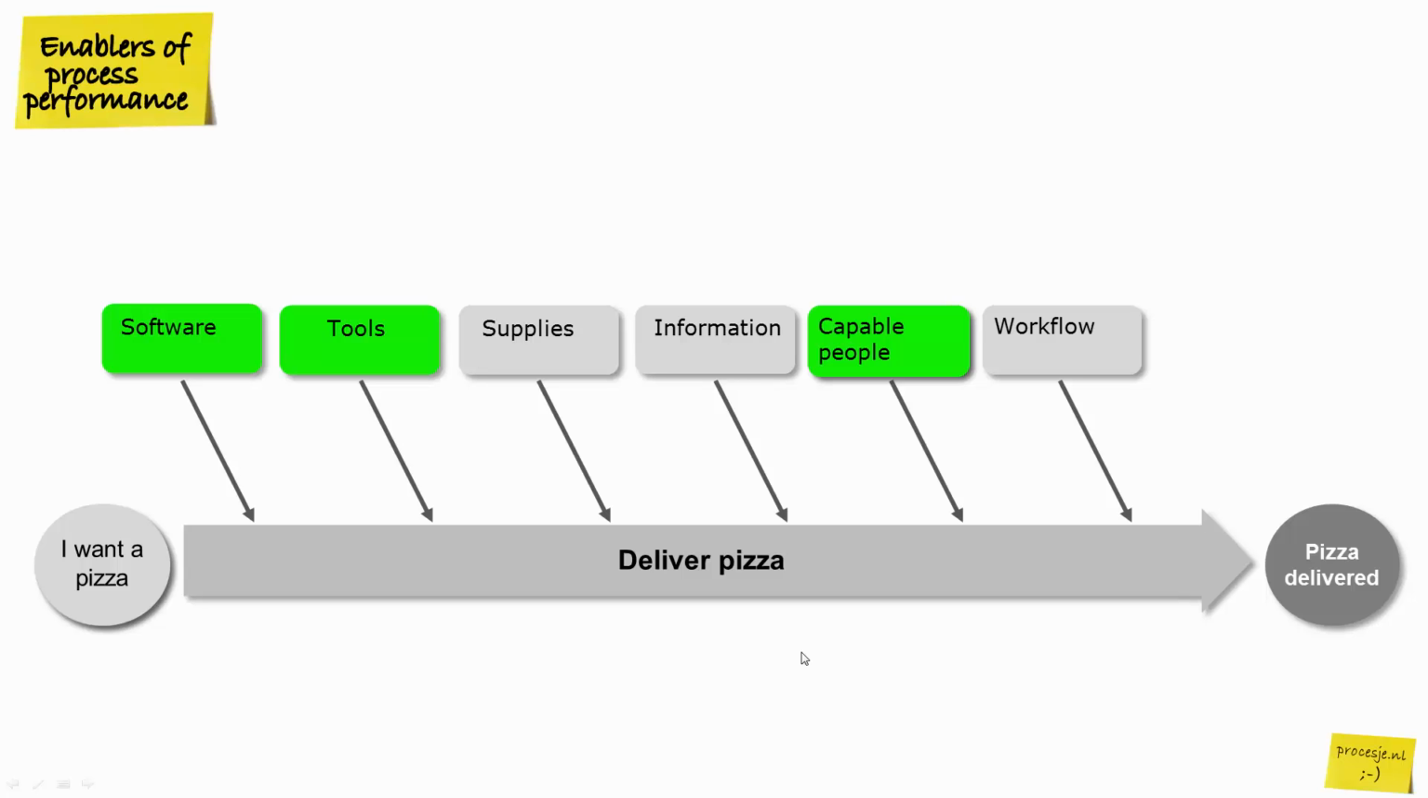This picture shows what is needed to execute a process. Like you need people, you need a way of working, a workflow, and we've seen that you might need software or tools or machines like an oven to execute a process. And there's a lot of dynamics in these things. People can be available or not, machines can be available, they can get broken. So all those dynamics are hard to see in process models.